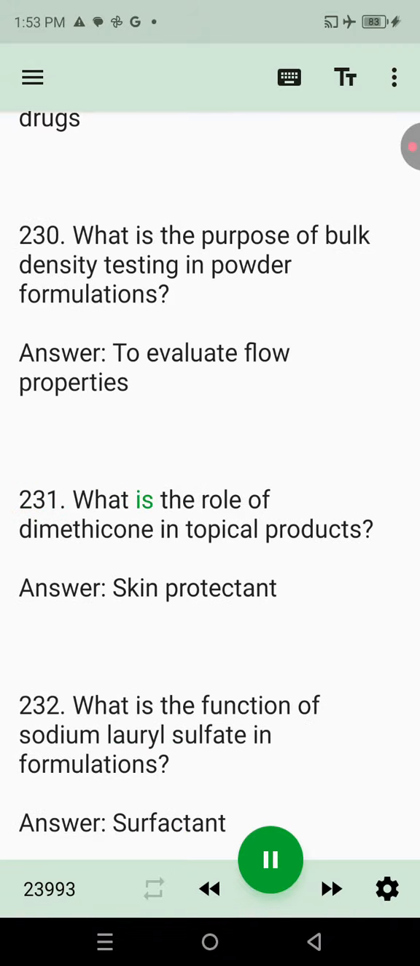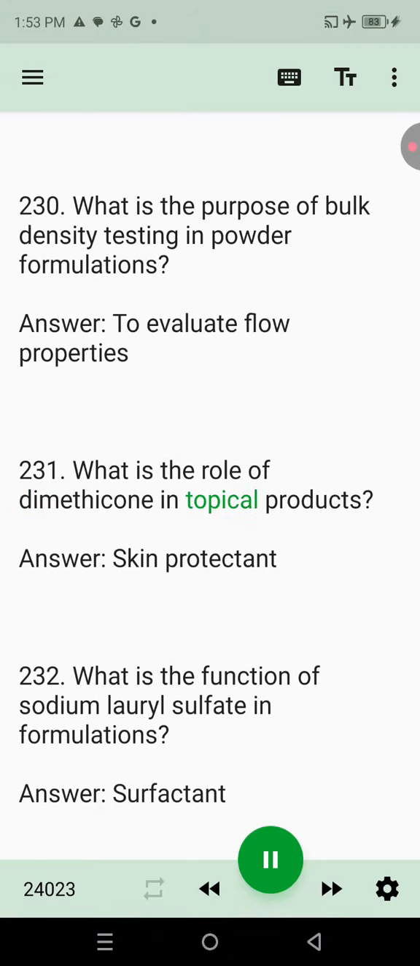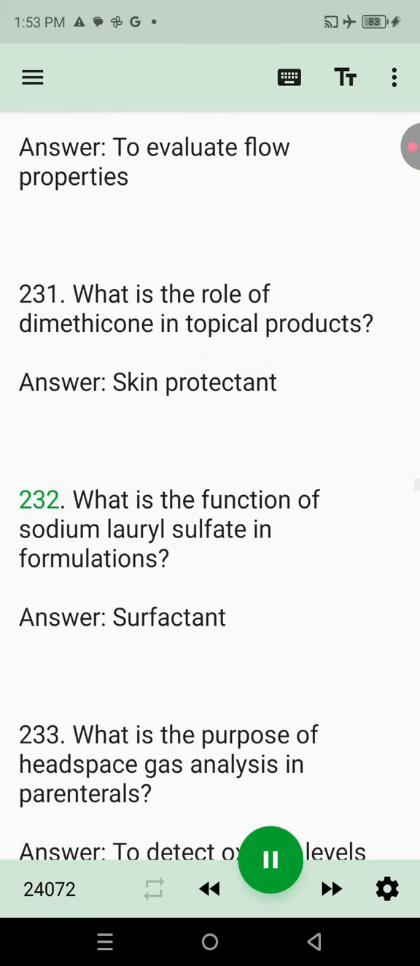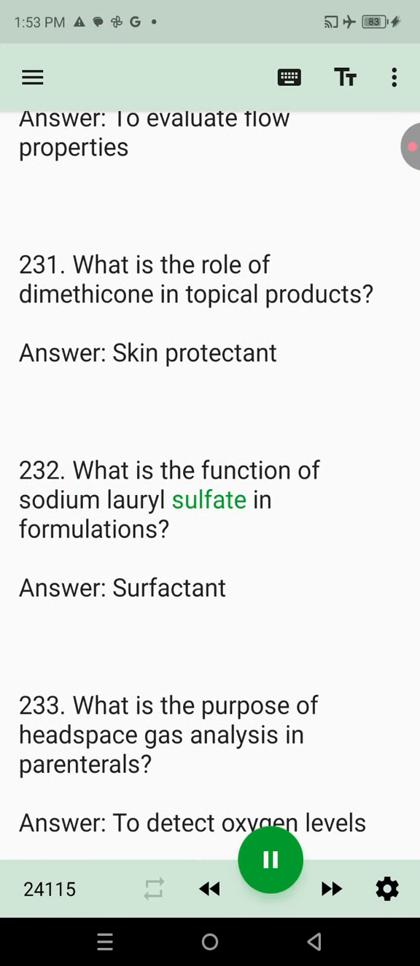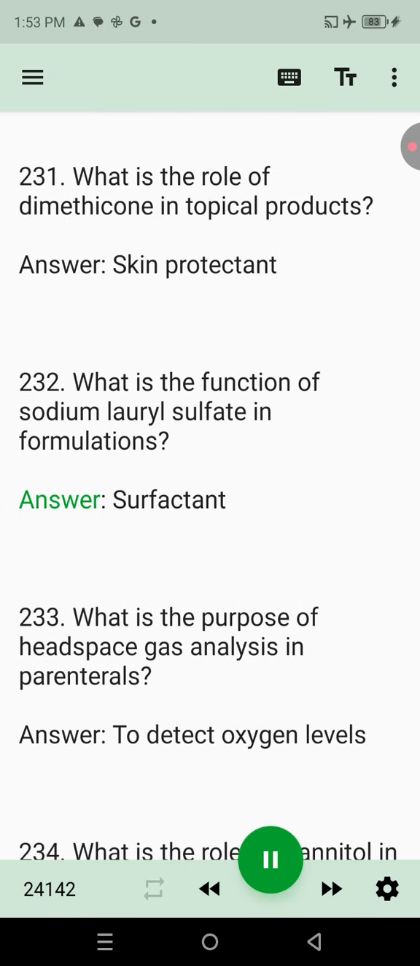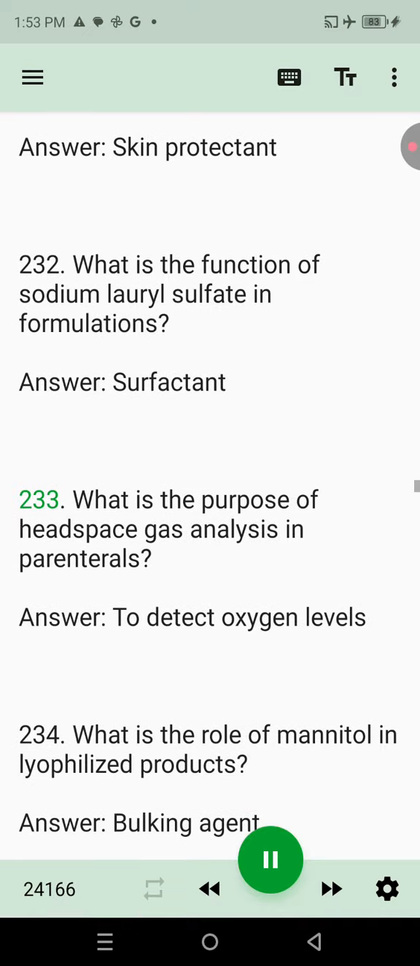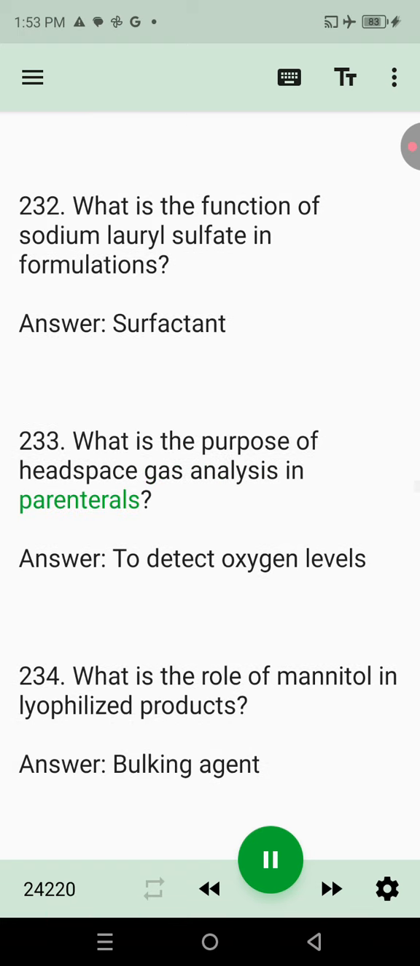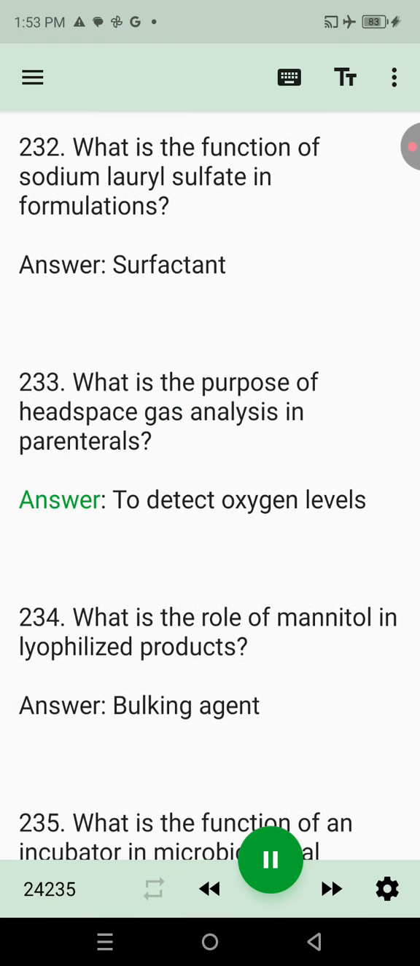231. What is the role of dimethicone in topical products? Answer: skin protectant. 232. What is the function of sodium lauryl sulfate in formulations? Answer: surfactant. 233. What is the purpose of headspace gas analysis in parenterals? Answer: to detect oxygen levels.